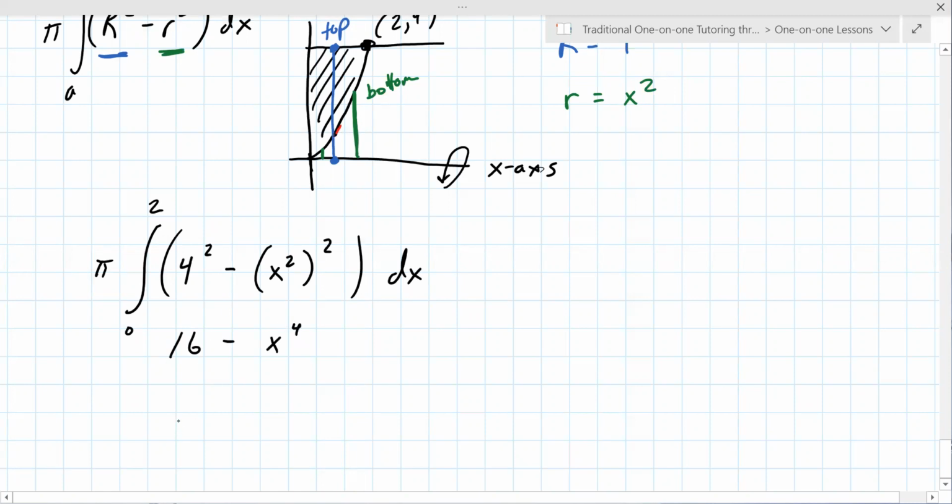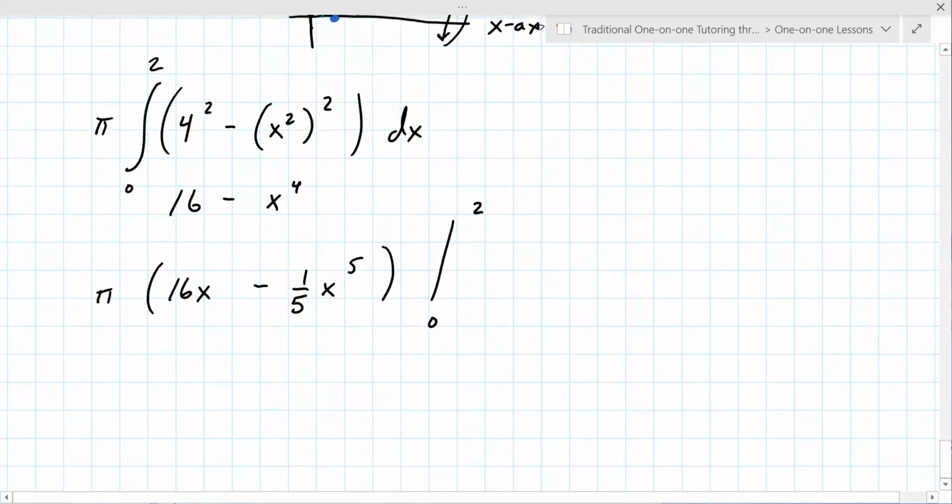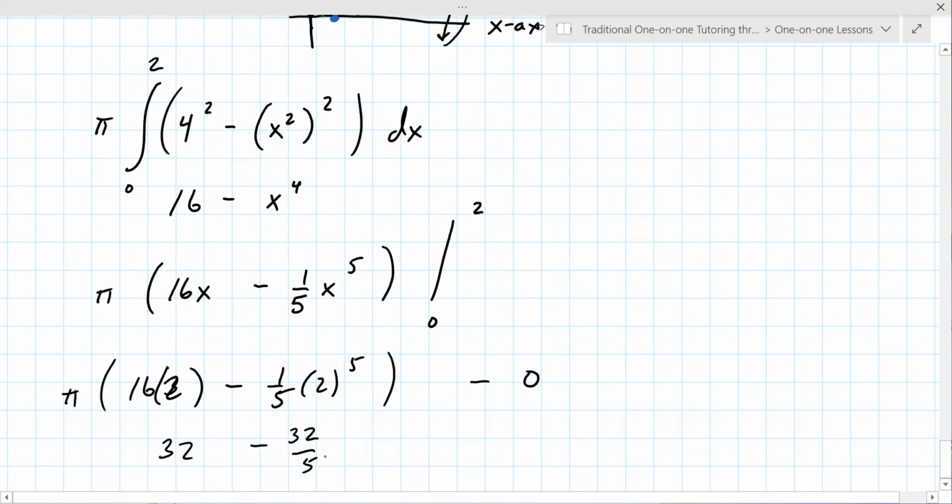and then you take your antiderivatives. That's 16x minus 1/5 x to the 5th, times pi, and you're going to evaluate from 0 to 2. Now I keep giving you nice lower limits where it's 0. You should expect on a test to not always have it be this nice, but that's to speed up these calculations. Otherwise, we'd never get through them. So it's 16 times 2 minus 1/5 times 2 to the 5th, times pi, and then minus 0. So 32 minus 32 over 5.